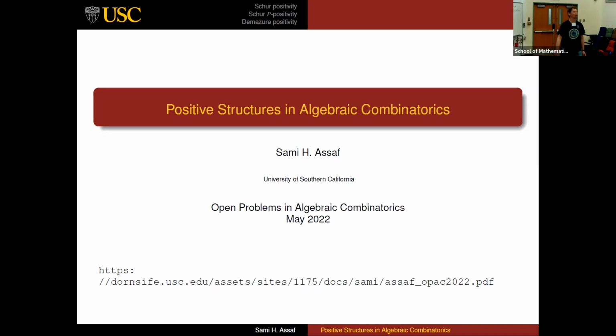And these structure constants are known. I don't know if Alan will explain it in his talk or not, but probably you will know how to calculate these structure constants using puzzles, which is very nice, an explicit rule.